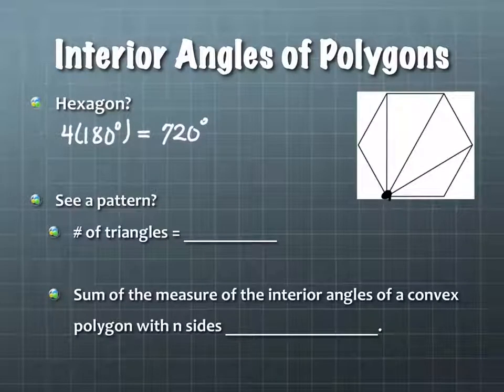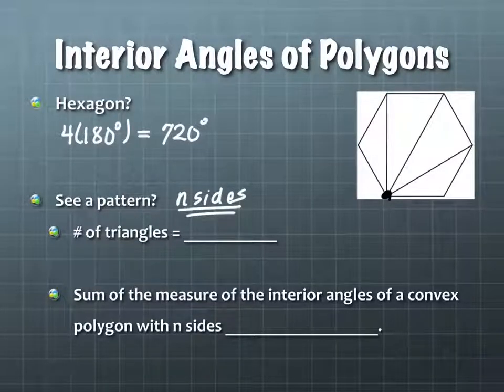So if we have n sides, then we're going to have n minus 2 triangles. Does that make sense? Hexagon had 6 sides, 4 triangles. Okay, so however many sides you have, it's just 2 fewer triangles.